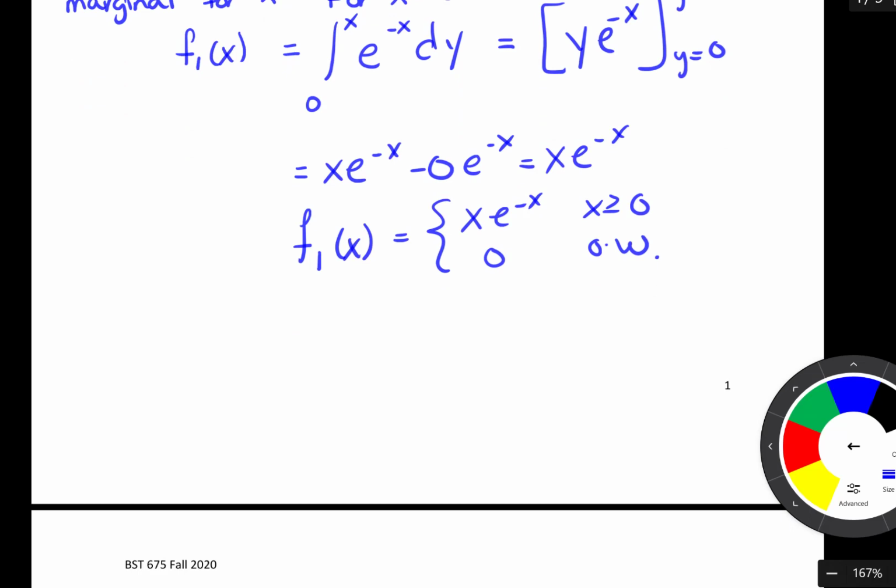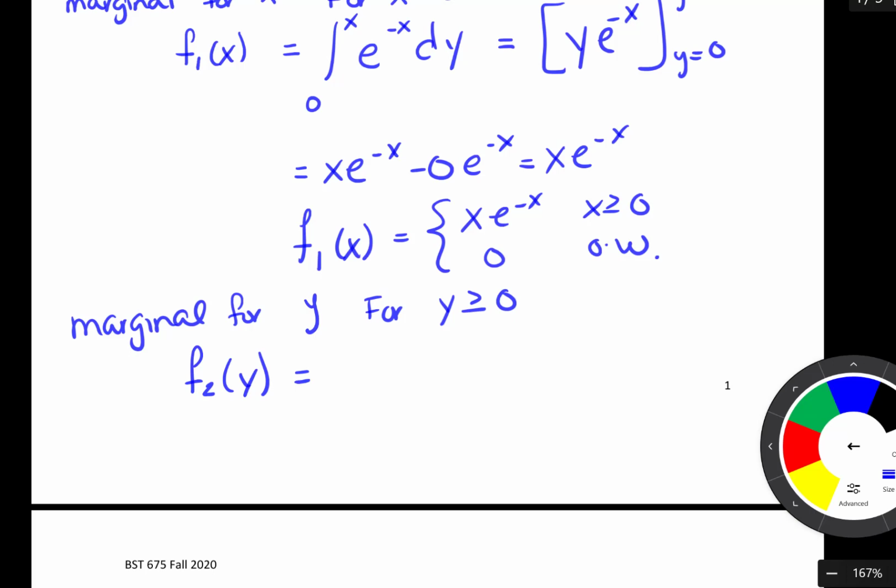All right, next we need to find the marginal for y. Notice here that y, if we don't consider x, is anywhere greater than or equal to 0. To find the marginal for y, we're going to integrate over the sample space of x. When we consider y, the smallest x can be is equal to y. So we're going to integrate from y to infinity, e to the negative x dx. I'll let you confirm on your own that that is equal to e to the negative y. So the marginal of y is as follows.